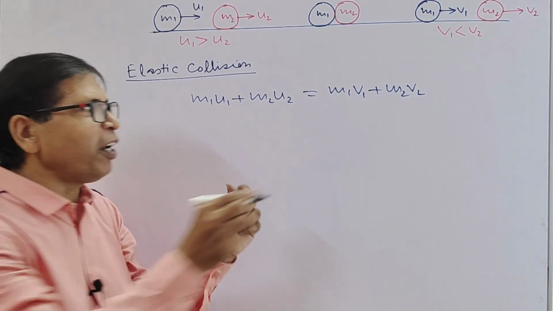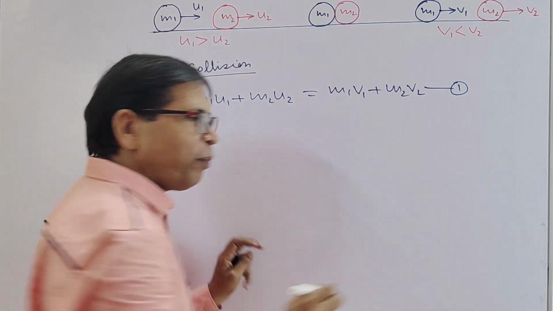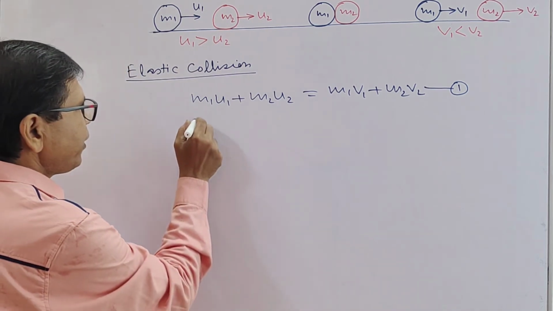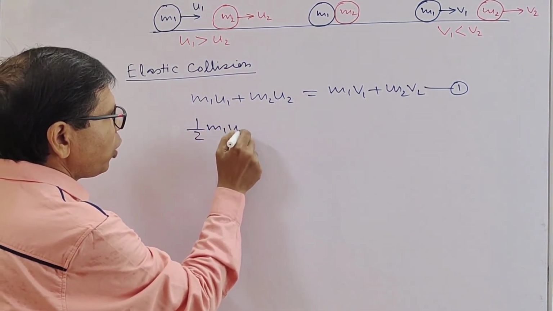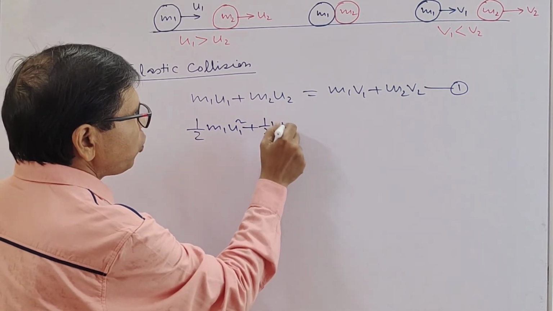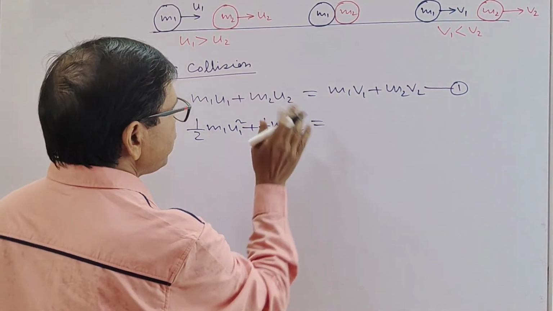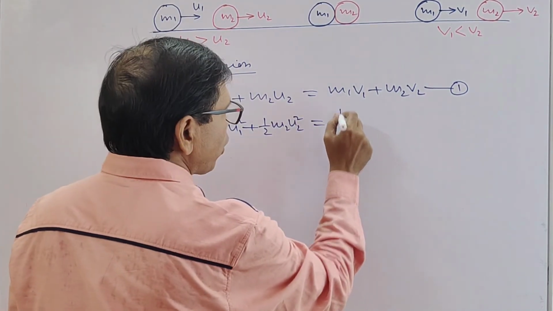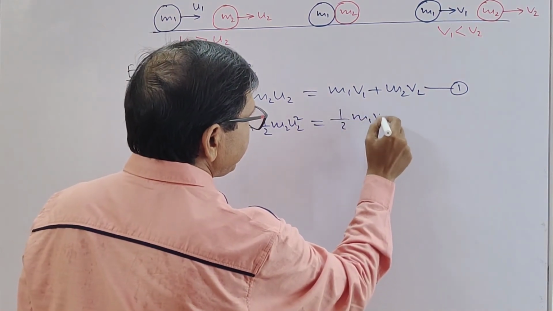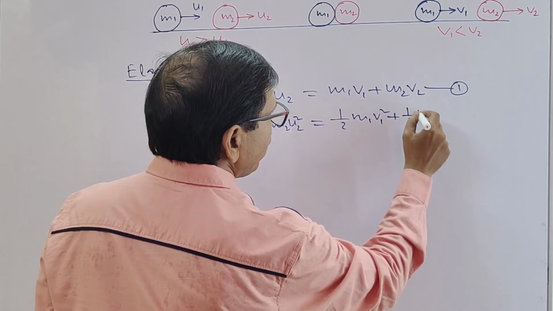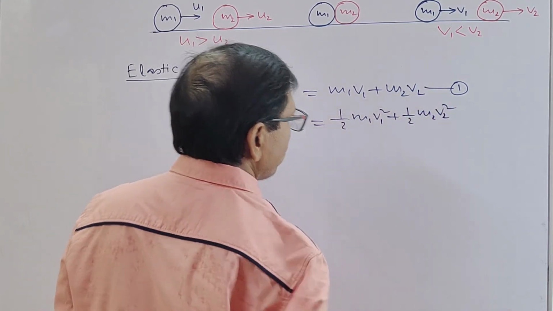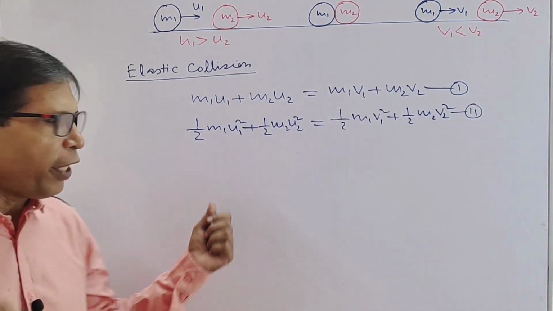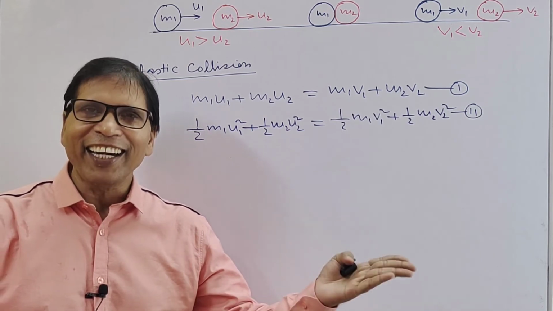This is equation number 1. Now the conservation of linear kinetic energy: the kinetic energy before collision, ½ m1 u1² + ½ m2 u2², equals the linear kinetic energy after the collision, ½ m1 v1² + ½ m2 v2². This is equation number 2. Now from the definition we can solve the NCERT numerical.